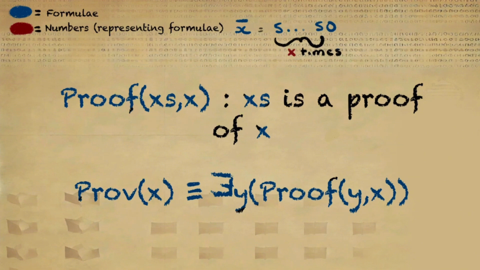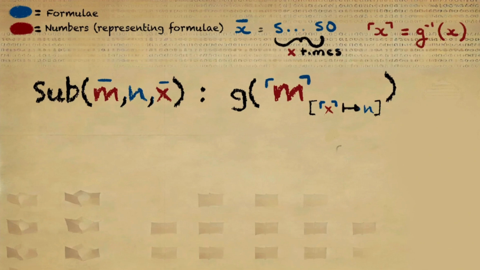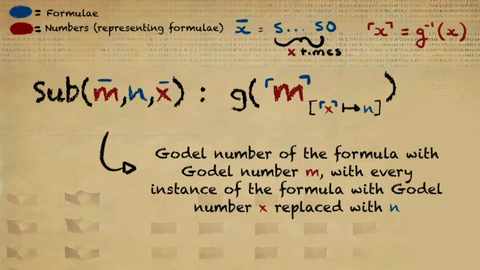Let's define one final function, and we'll almost be there. Hang on. Let's define sub, the substitution function. Sub takes this time 3 inputs. Let's call them M, N, and X. Sub takes the sentence with Gödel number M and replaces every instance of what's represented by X with N. This is it written out. Feel free to pause if you want to understand it properly.